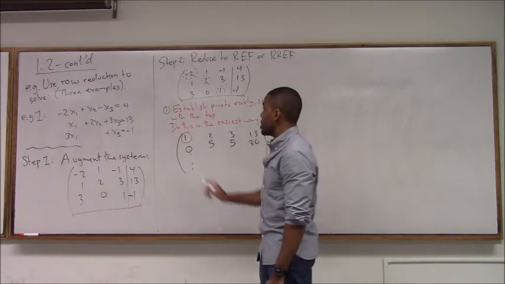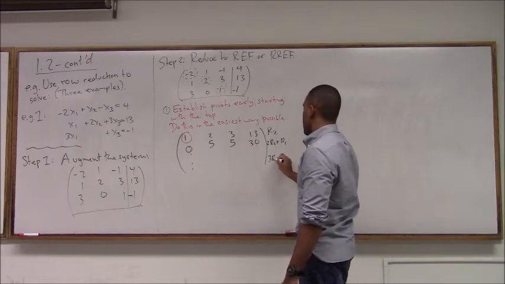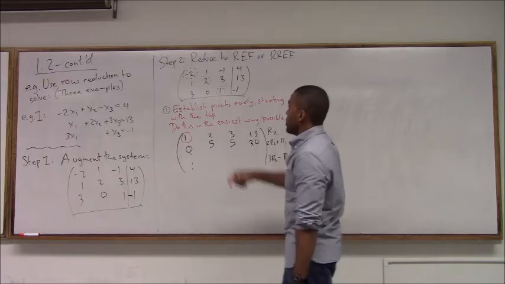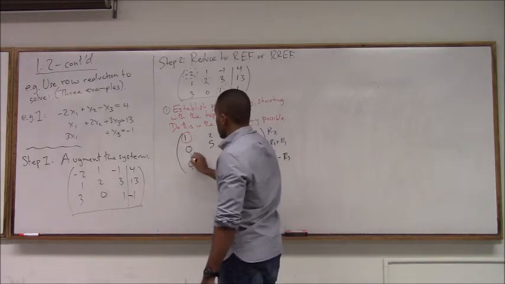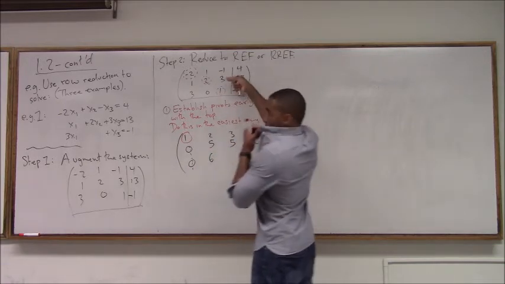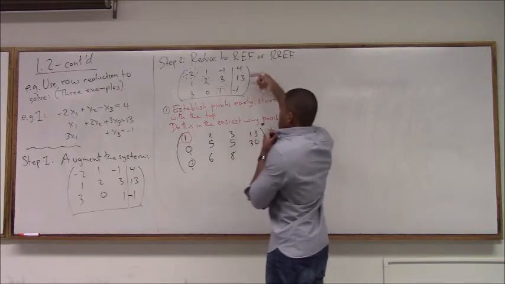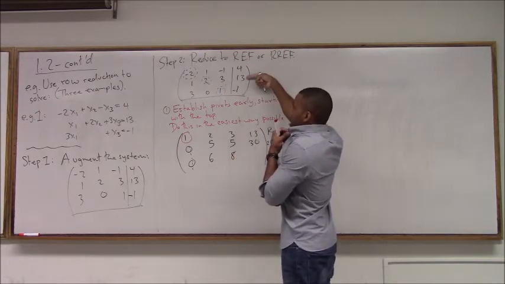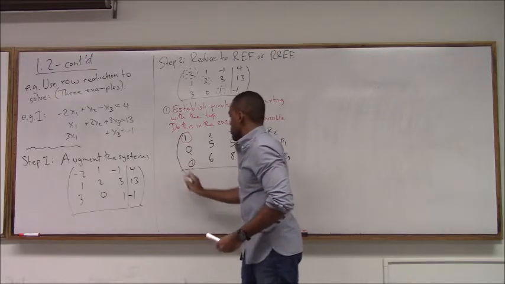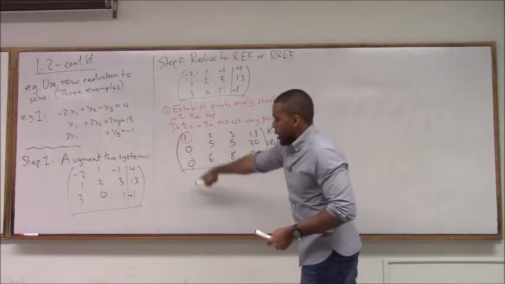I also want a 0 here. So what I can do is something like 3 row 2 minus row 3. So 3 times this minus that is 0. 3 times this minus that is 6. 3 times this minus that is 8. 3 times this is 39, minus a minus 1 is 40. So now I've established my pivot in the first column.